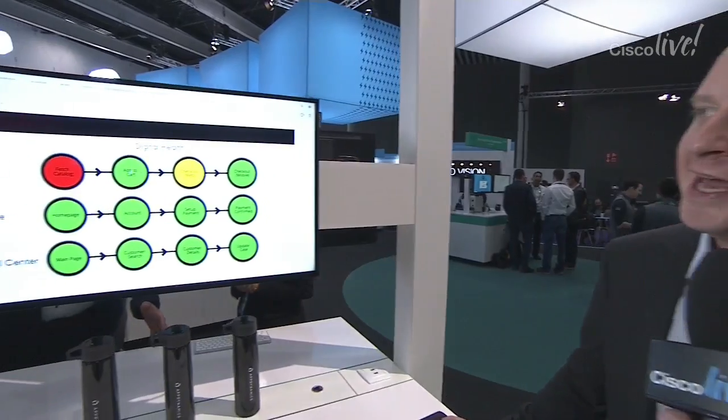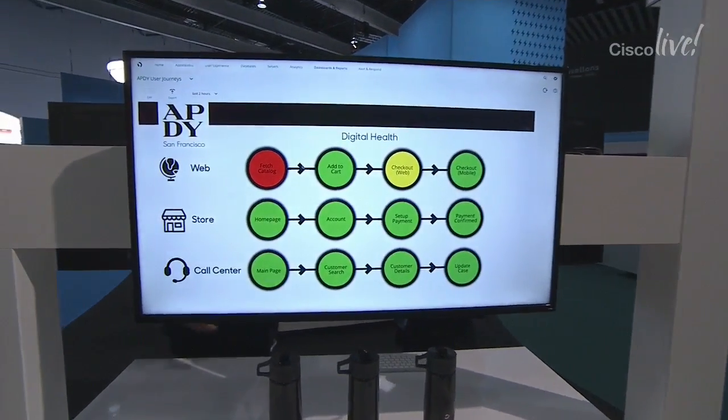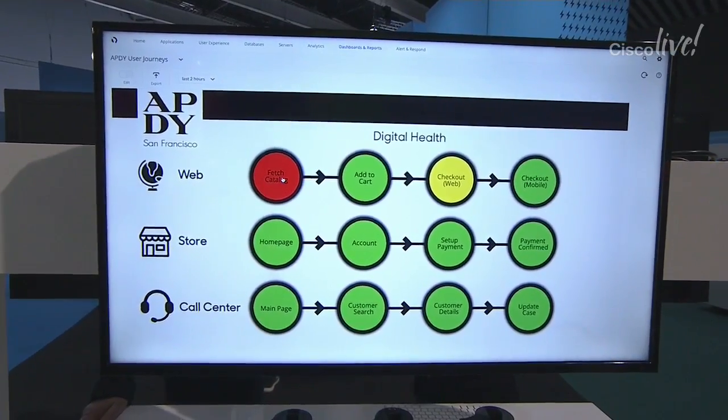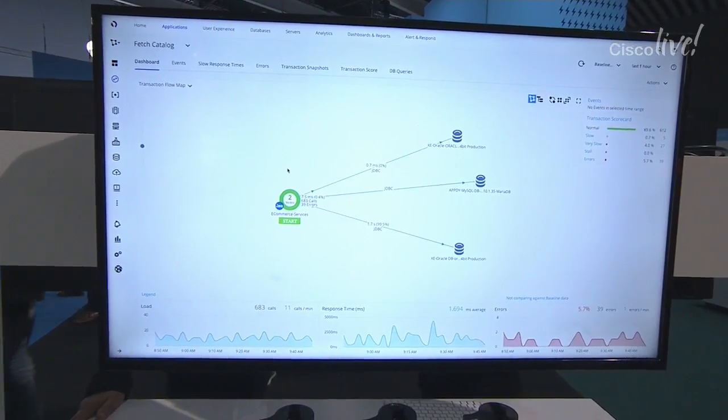So what we've done here on this dashboard, and these dashboards are really simple to create in AppDynamics, I like that, is we've laid out all of these business transactions in a logical user journey. Now, one of these user transactions, as we can see, has got a major problem with it. It's in the red, so let's troubleshoot and have a look at what's going on.